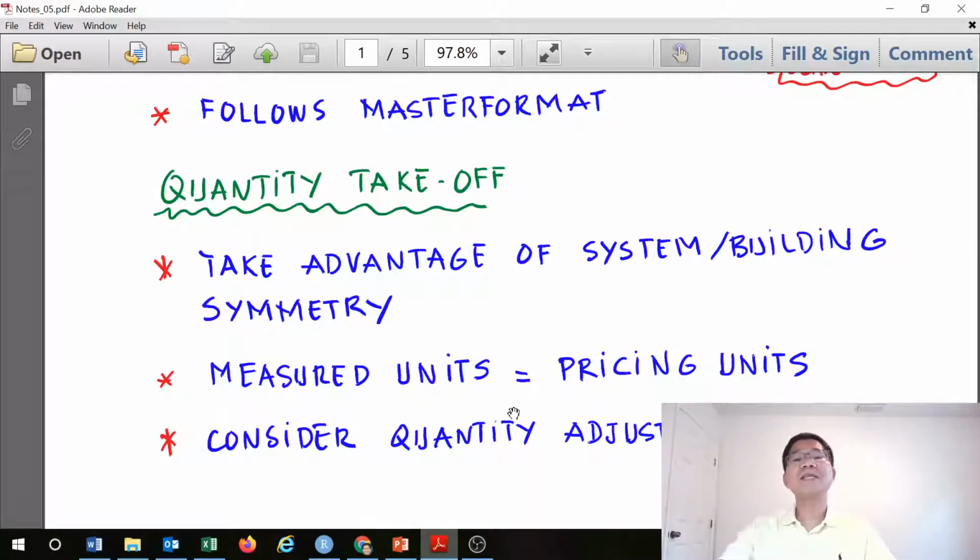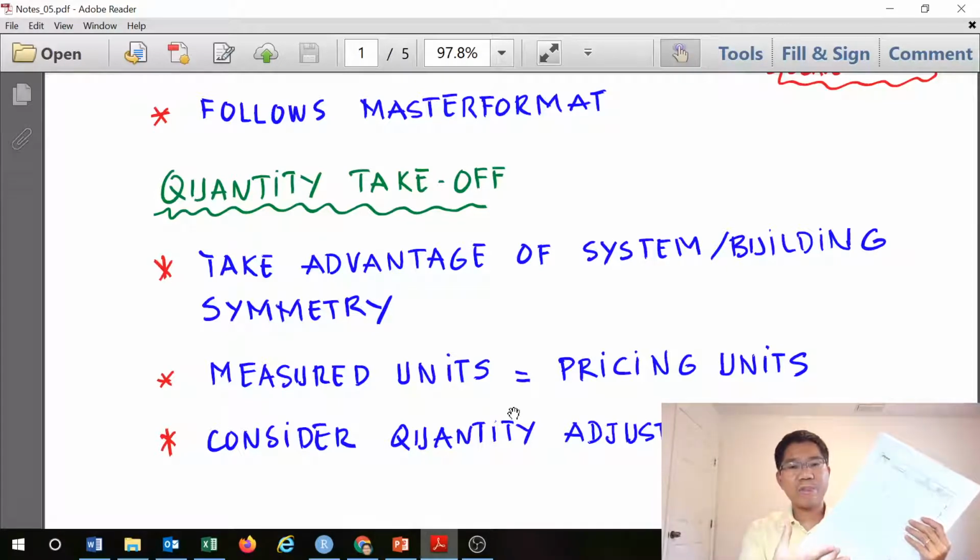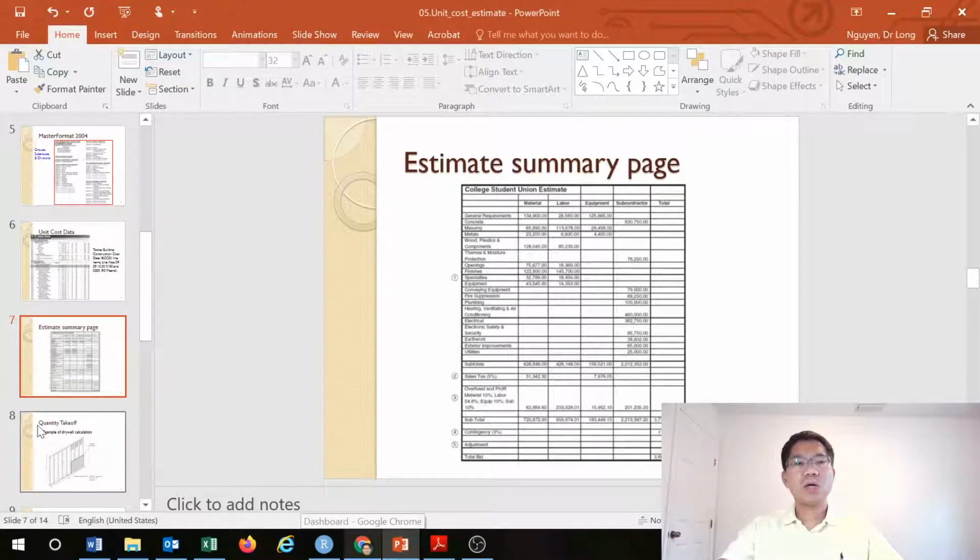And consider quantity adjustment. Whatever you put in this drawing and the quantity you order may not be the same. Sometimes you need to order extra, and that is the adjustment here. So in the next few slides we will talk about that.